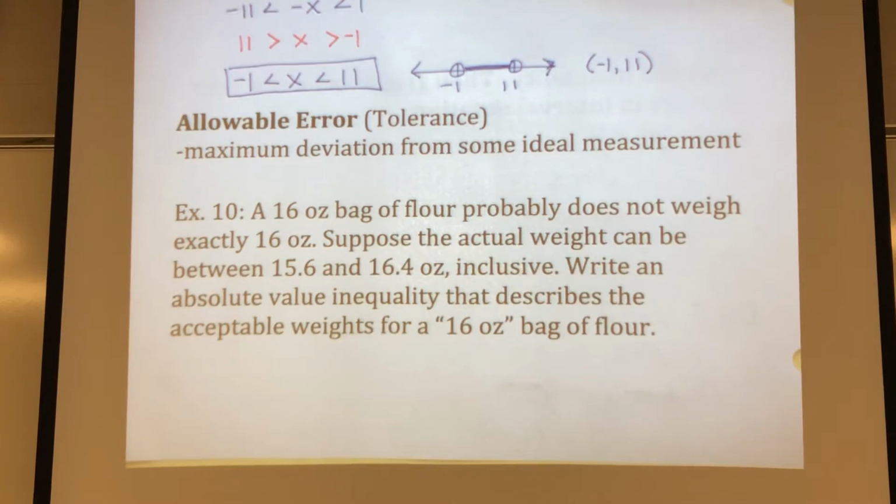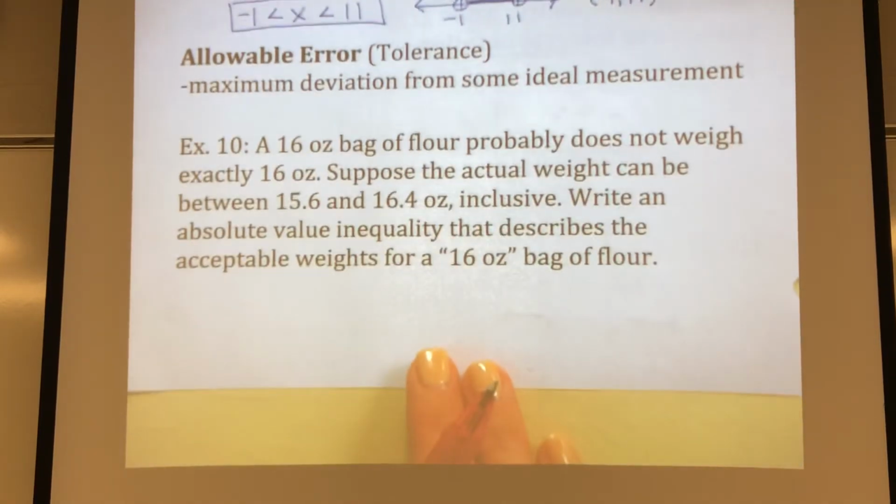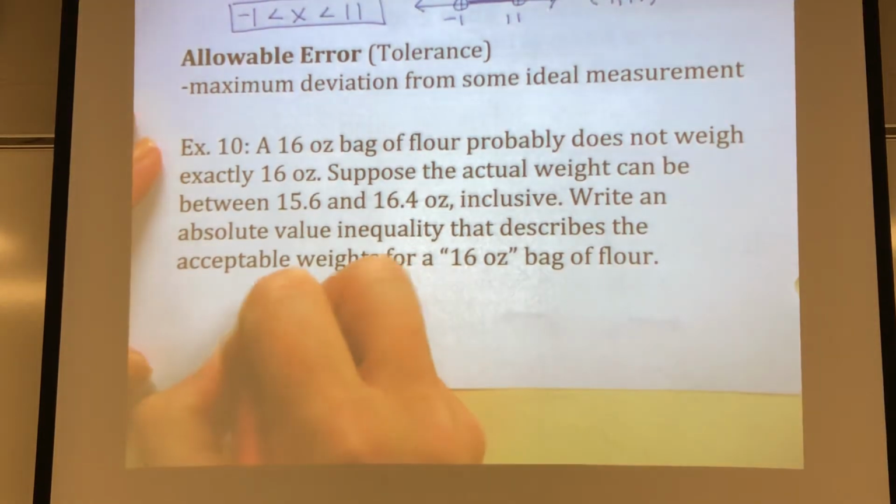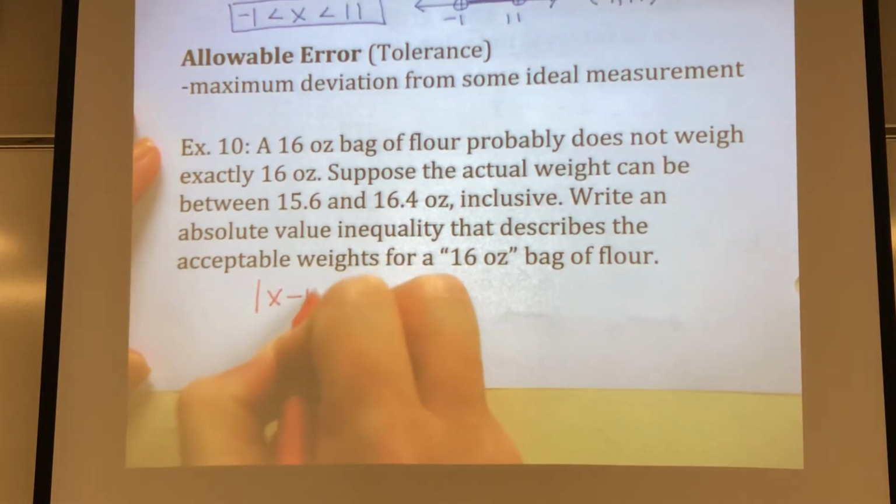So number 10, we have a 16-ounce bag of flour. It probably does not weigh exactly 16 ounces. Suppose the actual weight can be between 15.6 and 16.4 inclusive. Write an absolute value inequality that describes the acceptable weights of a 16-ounce bag of flour. Well, our middle number, if you think back to the beginning when we were trying to graph these, the middle number that we are shooting for is 16. So that goes inside our absolute value, x minus 16.